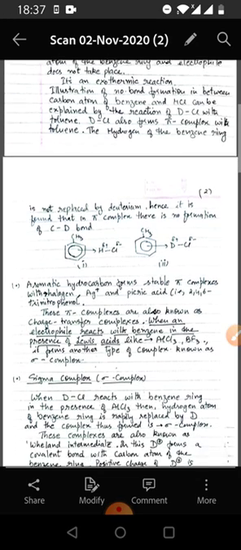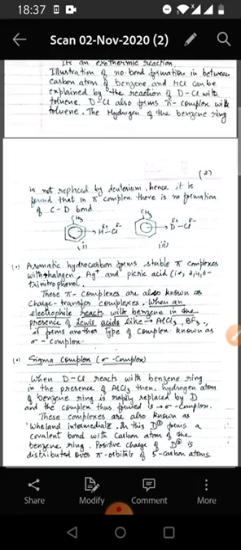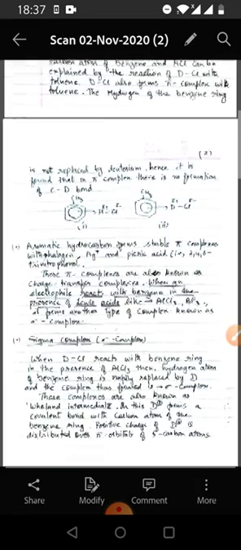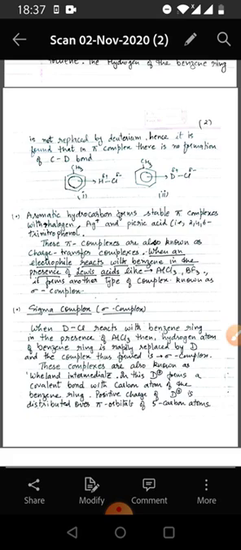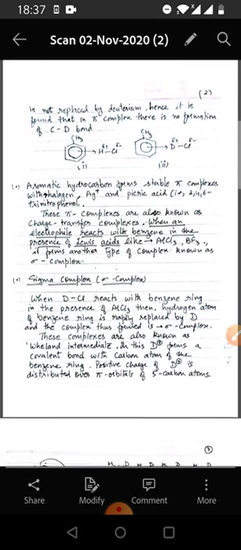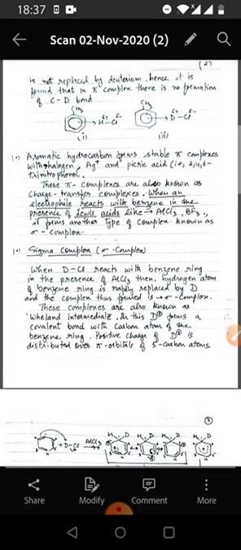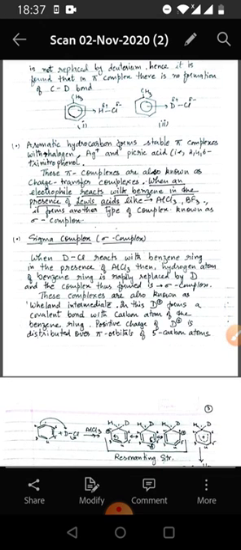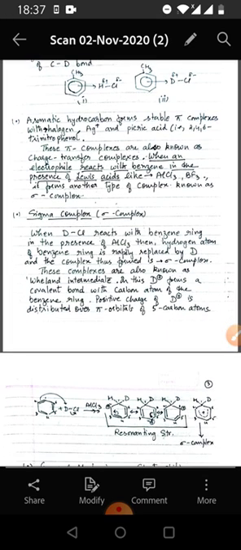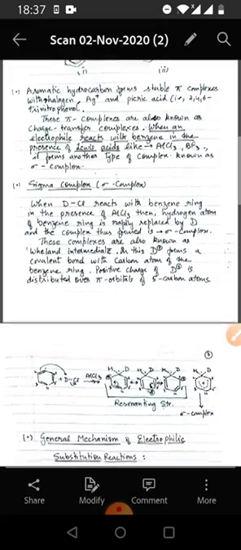DCl also forms a pi complex with toluene, and we see that the hydrogen of the benzene ring is not replaced by deuterium. Hence, it is found that in a pi complex there is no formation of a regular covalent bond between carbon and deuterium. Aromatic hydrocarbons form stable pi complexes with halogens, silver ions and picric acid. These pi complexes are also known as charge transfer complexes.